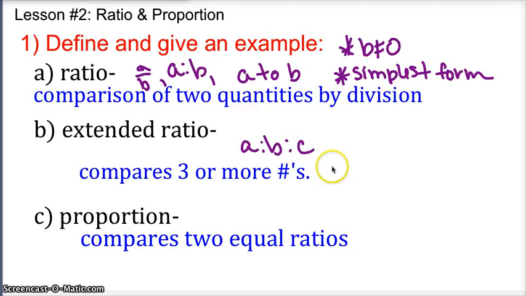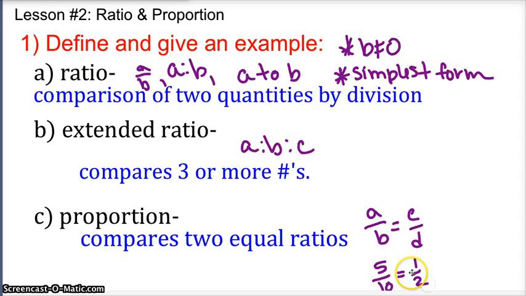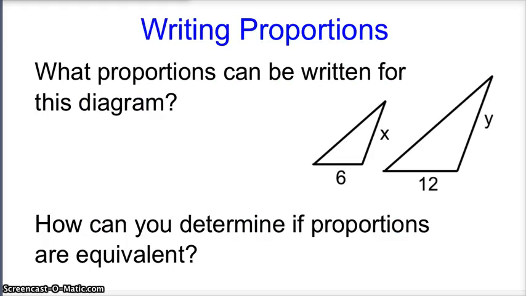A proportion compares 2 equal ratios. An example, saying that fraction A over B is the same as fraction C over D. Or think about this fraction. For instance, 5/10 is the same as 1/2. That is a proportion. When you set up proportions, especially for a diagram, there are very often several different ways you can choose. For instance, look at the small diagram.